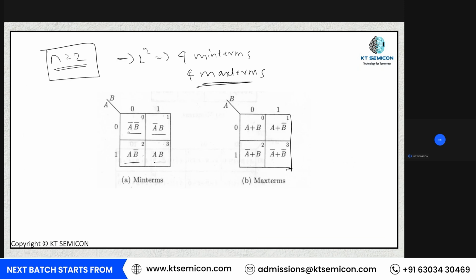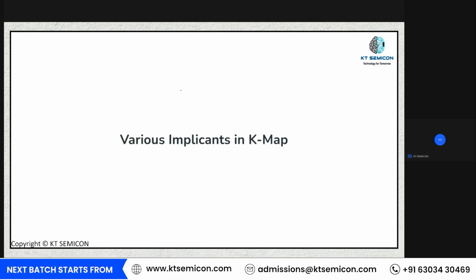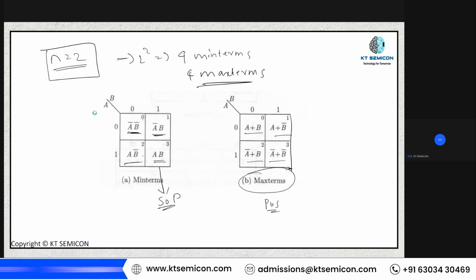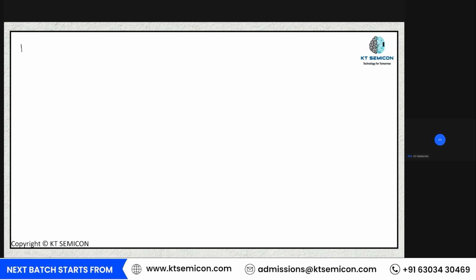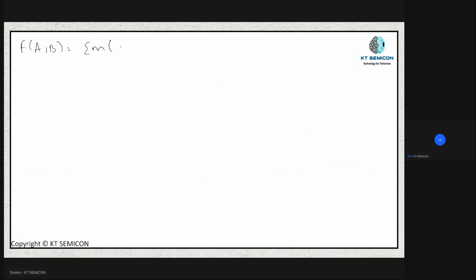Now, these are my min terms: A bar B bar, A bar B, A B bar, A B. In the case of my SOP form of representation, I'm going to write down min terms, and in the case of my POS form of representation, I'm going to write down my max terms. So these are my max terms: A plus B, A plus B bar, A bar plus B, and A bar plus B bar. Now, let's say I have a simple 2 variable KMAP like this, f of A comma B is equal to sigma m of 0, 1 and 3.